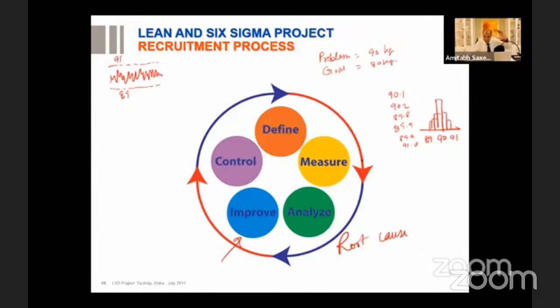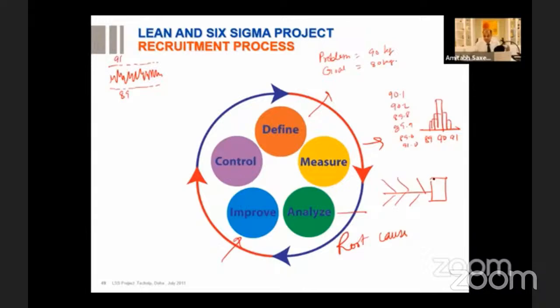So now I have measured. I'm in the measure phase. So, define, measure, analyze, and identify the root causes. What are the root causes? What are the possible causes? First is possible causes. We use the cause and effect diagram, also known as the Ishikawa diagram, or fishbone diagram. I'll tell you how to make a fishbone diagram in a short while.